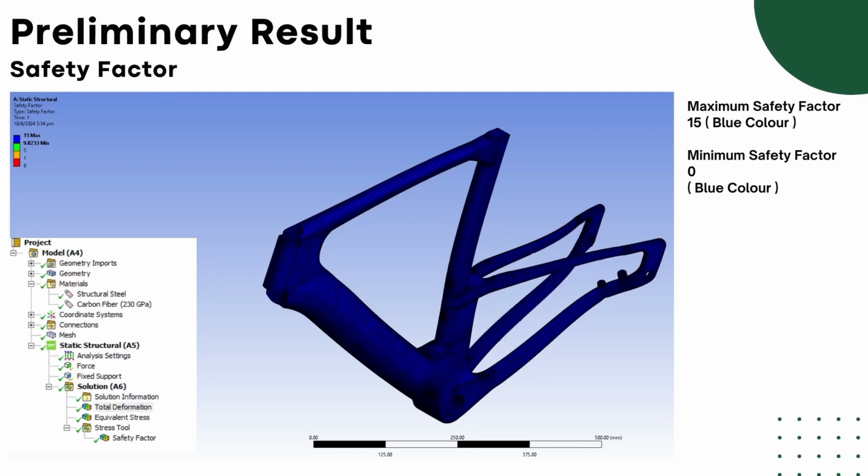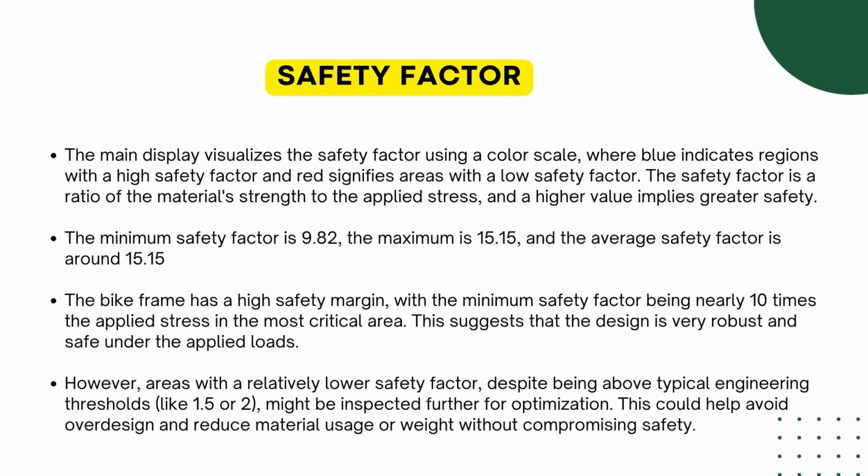Safety factor. The display visualizes the safety factor using a color scale, where blue indicates regions with a high safety factor and red signifies areas with a low safety factor. The safety factor is the ratio of the material strength to the applied stress, and a higher value implies greater safety. The minimum safety factor is 9.82, the maximum is 15.15, and the average safety factor is around 15.15.